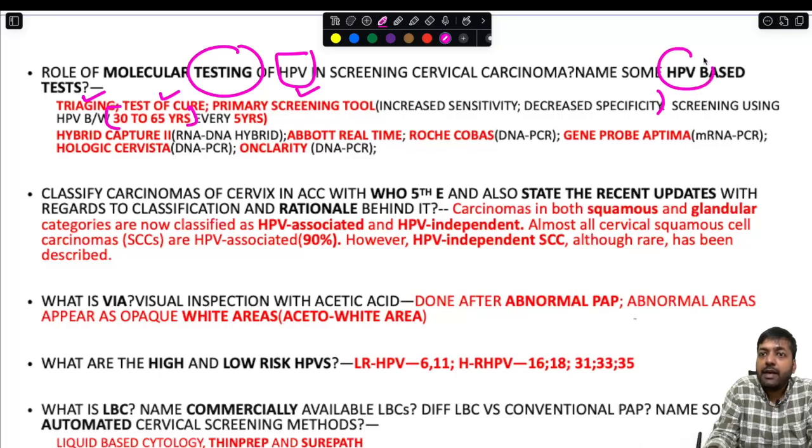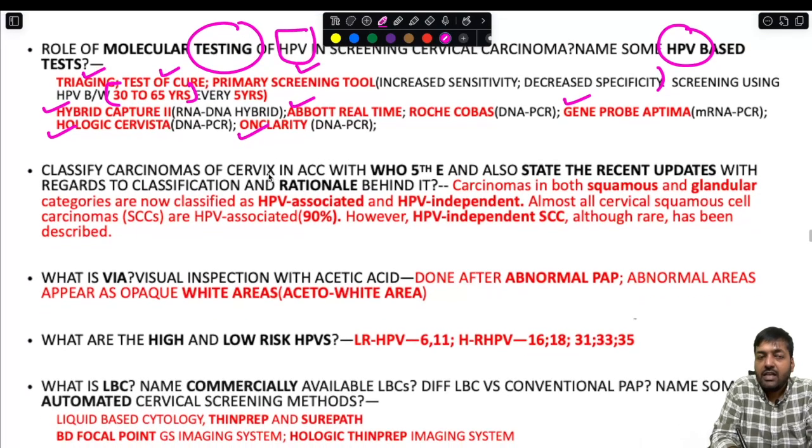So name some HPV based tests. So there is hybrid capture, which is hybrid capture 2 assay, which is RNA DNA hybrid based model. Then we have Abbott real time and Roche Cobas, which is DNA PCR based model. Gene probe Aptima, which is mRNA based PCR model. Hologic Cervista, which is a DNA PCR based model, and we have On Clarity, which is a DNA PCR based model.